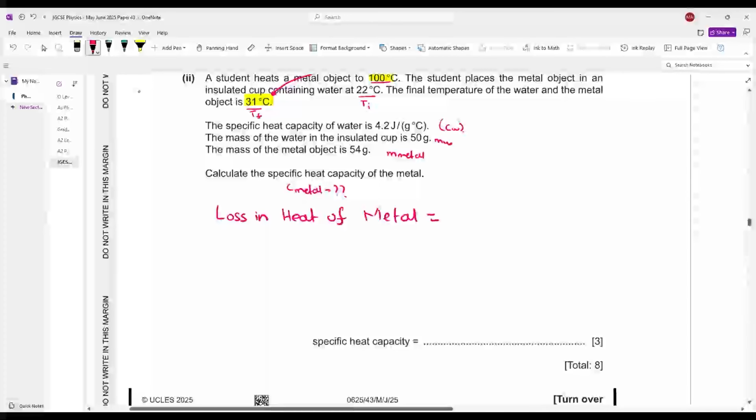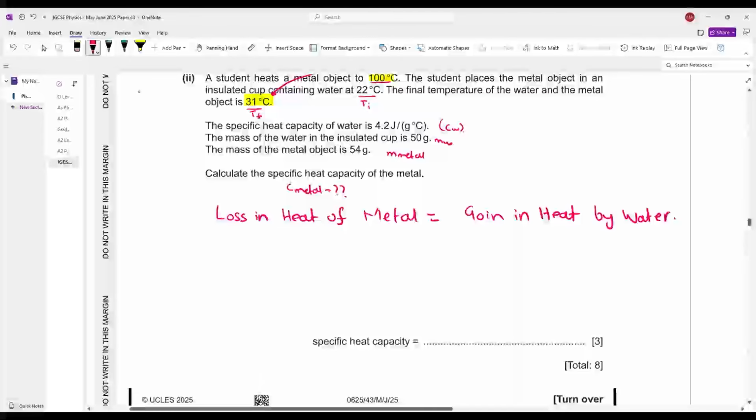Which object is gaining heat? Water. Water is going from an initial temperature of 22 to a final temperature of 31. You will say gain in heat by water. Okay, so how will you calculate loss in heat?